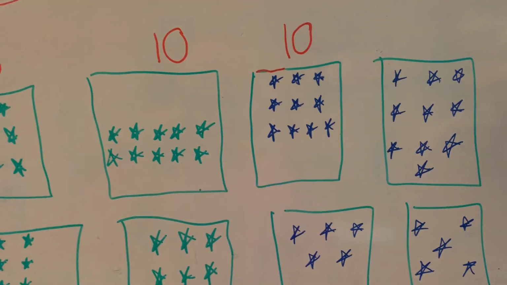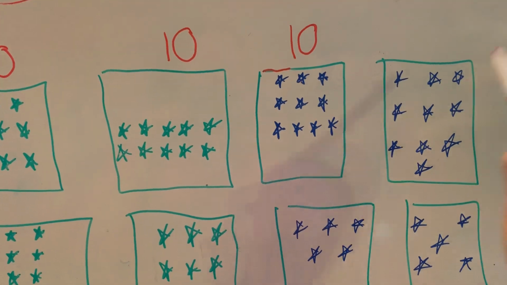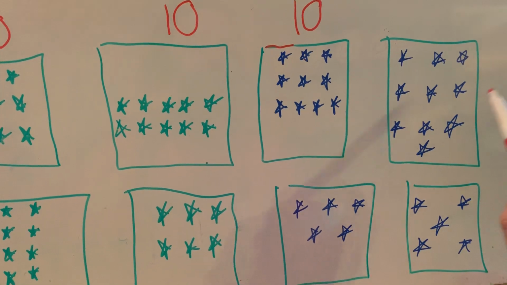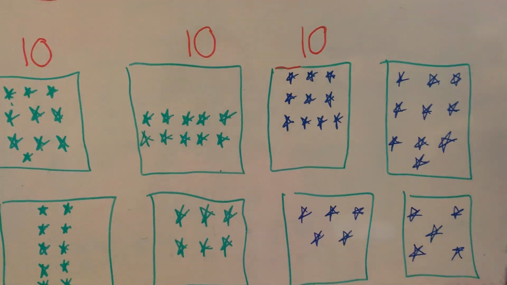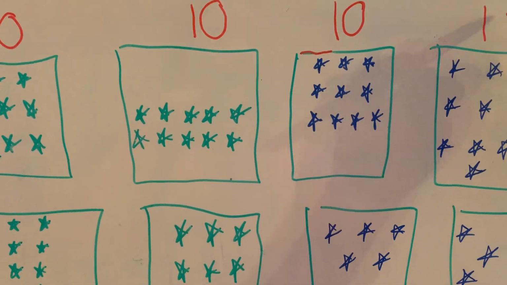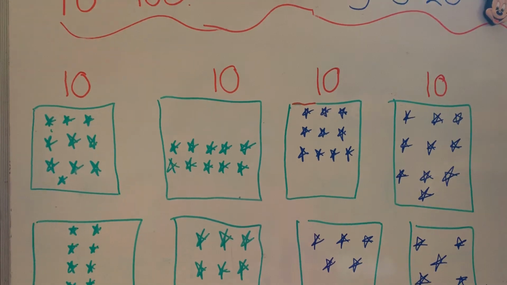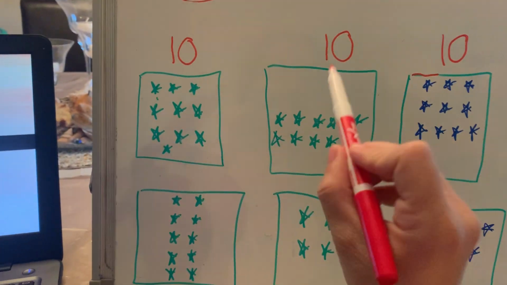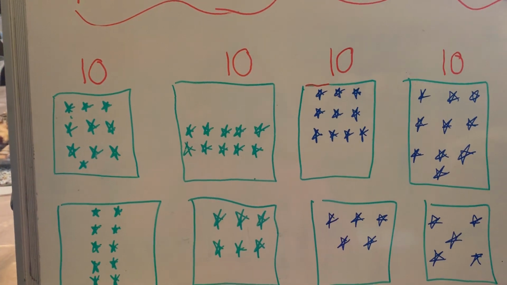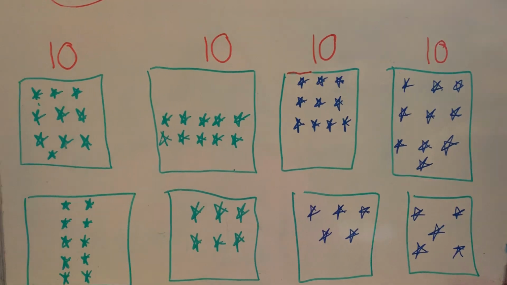All right, let's keep going. Let's count how many are in here. 1, 2, 3, 4, 5, 6, 7, 8, 9, 10 again. How many stars did I have in this group? I had 10 stars. So count with me again. How many groups have 10 stars? 1, 2, 3, 4. Right now, I have 4 groups that have 10 stars in each group.